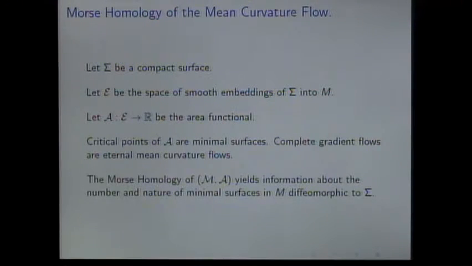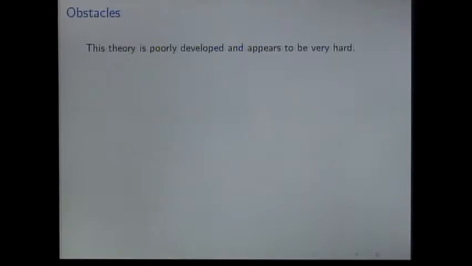Now, just as in the finite dimensional case, the Morse homology of this infinite dimensional manifold, MA, will yield information about the number and nature of minimal surfaces in M which are diffeomorphic to sigma. That is, not only should it give us a lower bound in the number of minimal surfaces that we have in our manifold, it should also give us a lower bound of the number of minimal surfaces of given Morse index. So it gives us information about the stability of the minimal surfaces that we found.